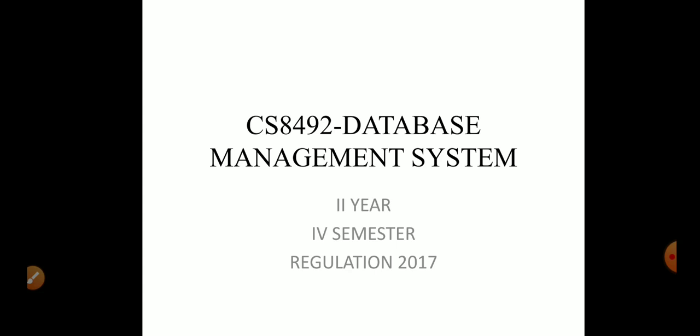So this is the continuation of the previous video, normalization. Last video I explained the problems faced if the table is not in the normalized form, that is, problems without normalization: insertion, deletion and update anomalies, and first normal form, second normal form and third normal form. In this video I'll explain BCNF, that is Boyce-Codd normal form, fourth normal form and fifth normal form, and a small description about multi-value dependency and join dependency.